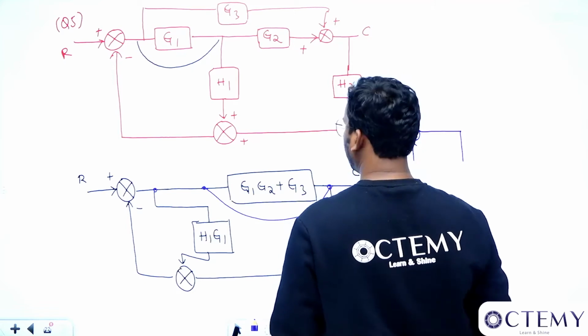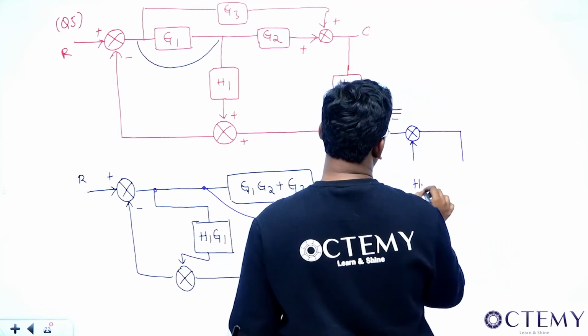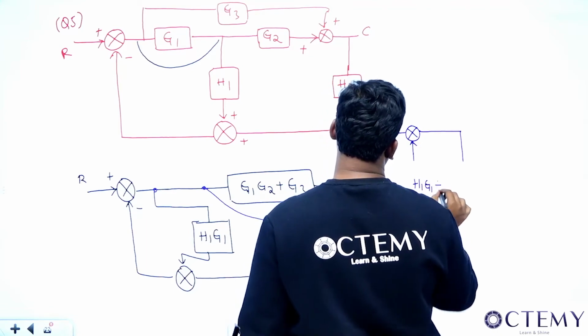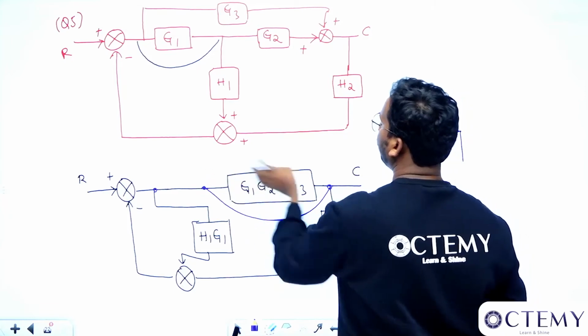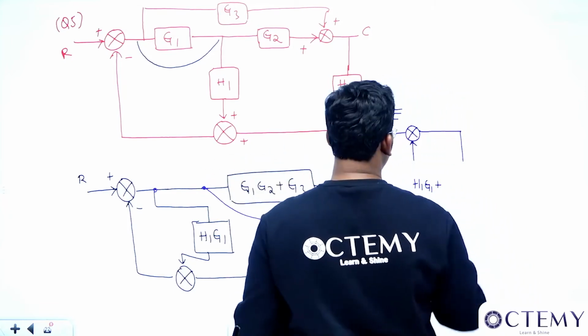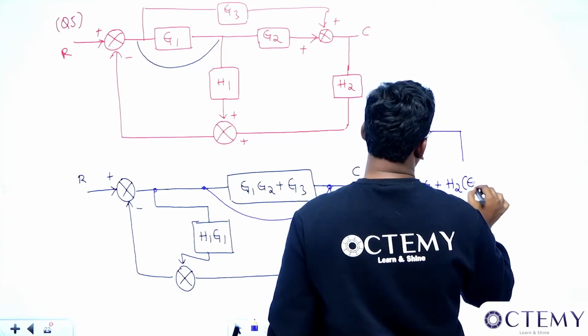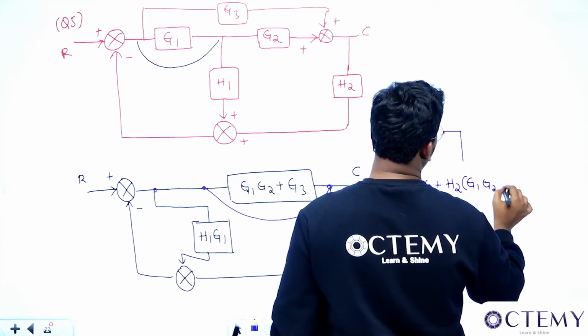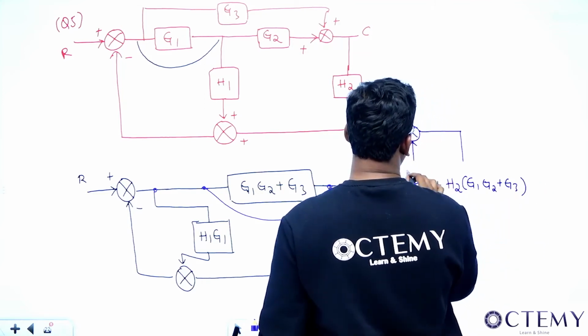It will have a block which will simply be equal to what, sir? The addition of H1 G1 plus, this is coming from here to here. That is, this is the block, this is before, after. To after to before it is coming, so it will get multiplied. It will become H2 into G1 G2 plus G3, right? So this block will be here.